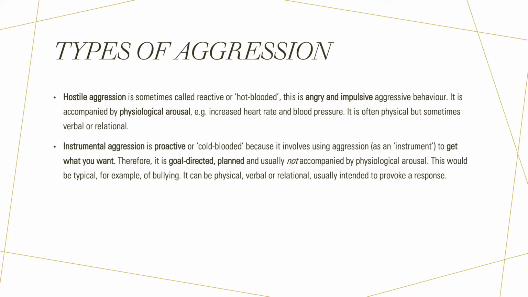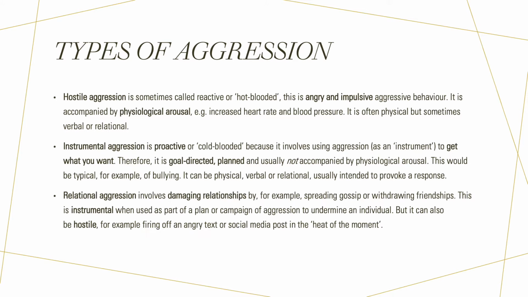The next one is instrumental aggression. This is also known as proactive aggression, and you can remember it because it's called instrumental since it's seen as using aggression as an instrument to get something that you want. For example, bullying is an example of instrumental aggression. It can be physical, verbal, or relational, but it's goal-directed and it's planned. When bullies want to put someone down, it'll be goal-directed and it will be to shame them or to make them feel bad about themselves.